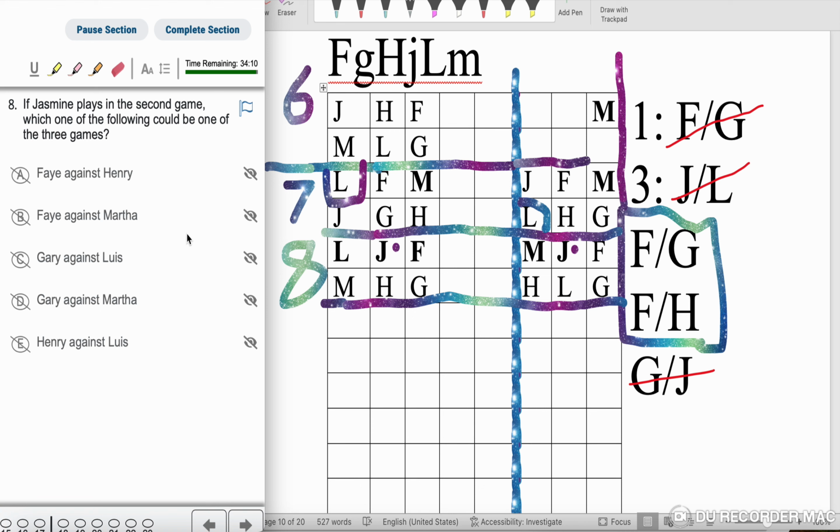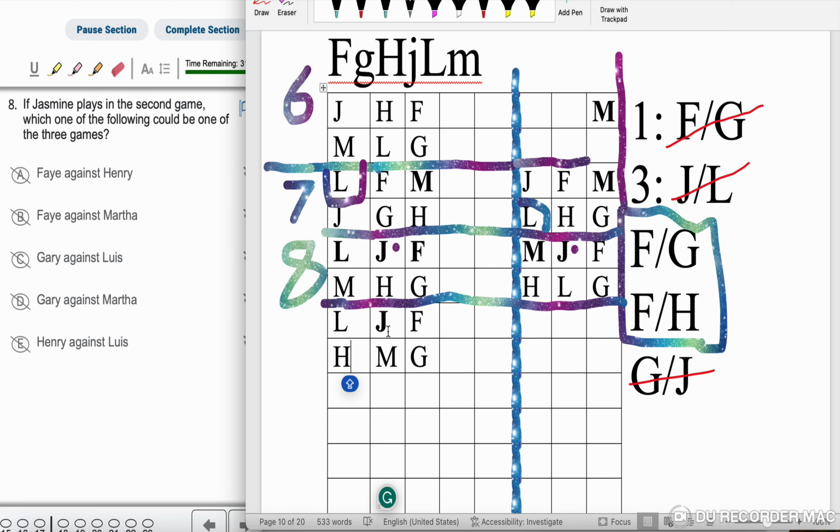So we see that if J is in the second game, which of the following is going to be able to play? So one of these has to be true. So F against H, we don't see it. F against M is not allowed. G and L, we do not see. G and M, we don't see as well. And H and L, we have a difficult time seeing.